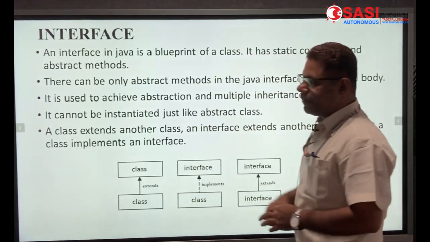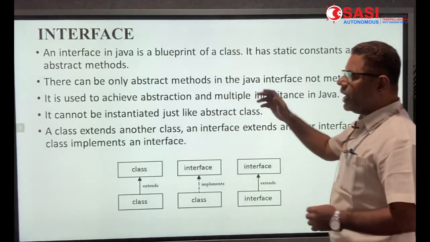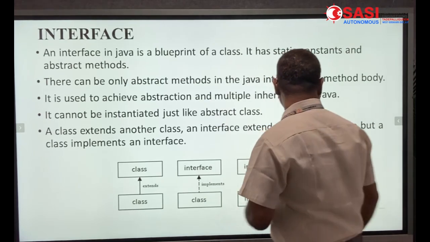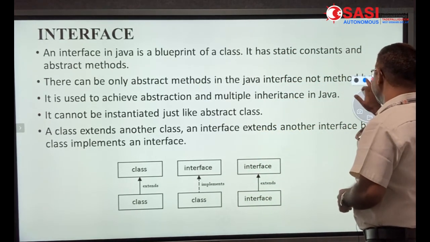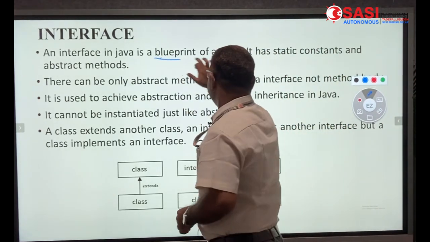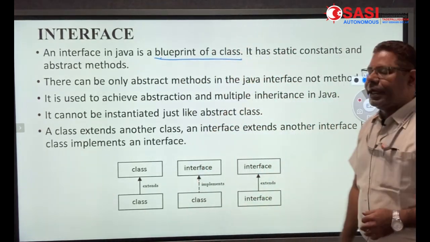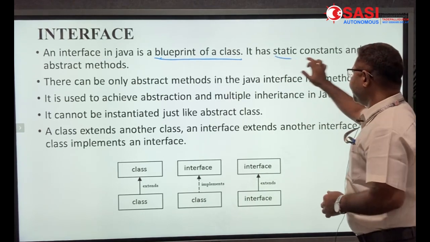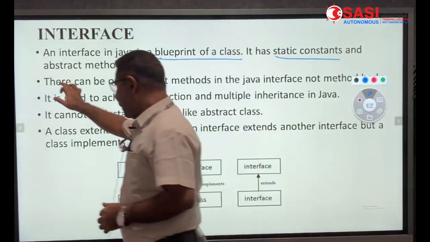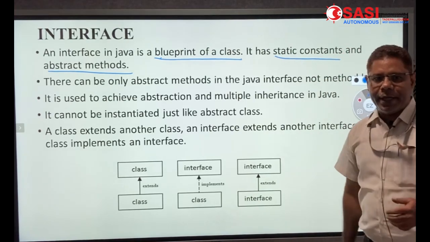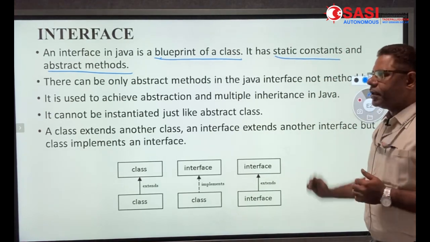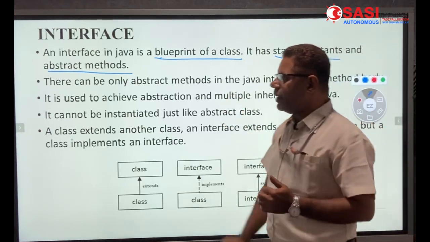So what is an interface? An interface in Java is a blueprint of a class. The interface contains static constants as well as abstract methods.